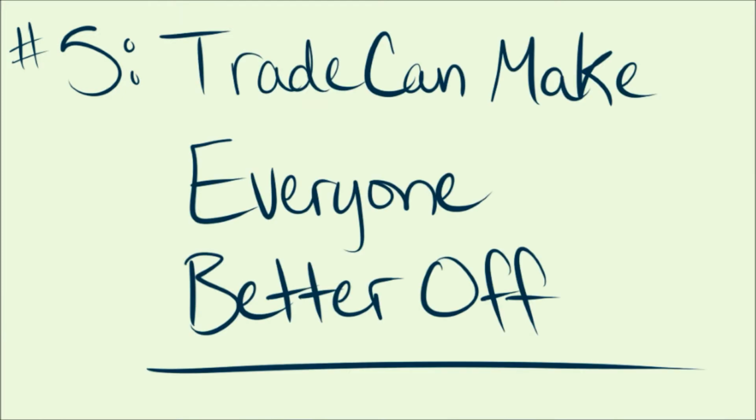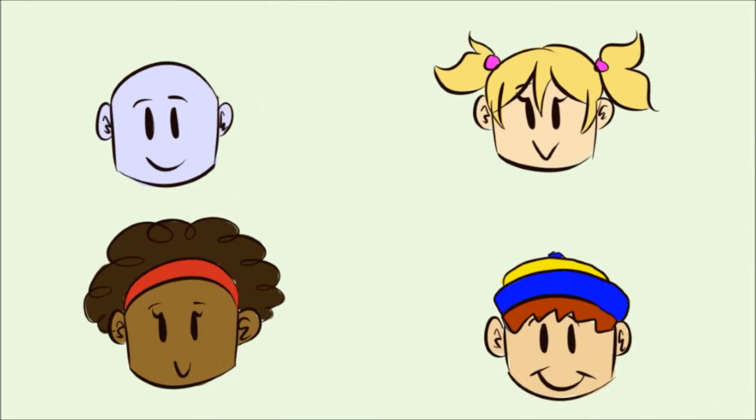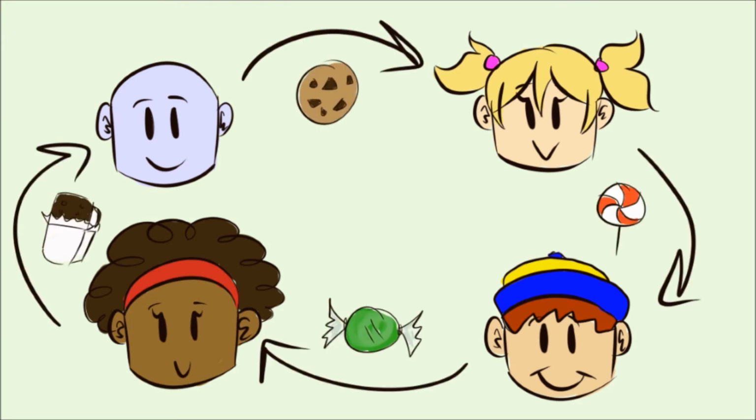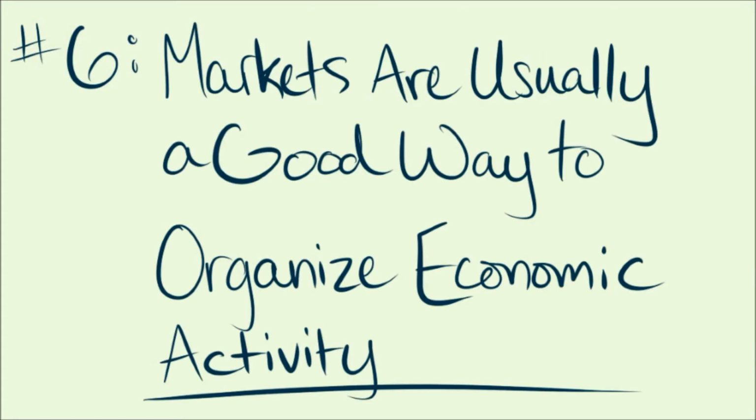5. Trade can make everyone better off. Trade allows each person to specialize in the activities he or she does best. By trading with others, people can buy a greater variety of goods or services. Remember back in elementary school when you used to trade lunches or desserts or snacks and other stuff with your friends at the lunch table? It's a similar concept. You all got something you wouldn't be able to get on your own, and everybody benefited from the trade.